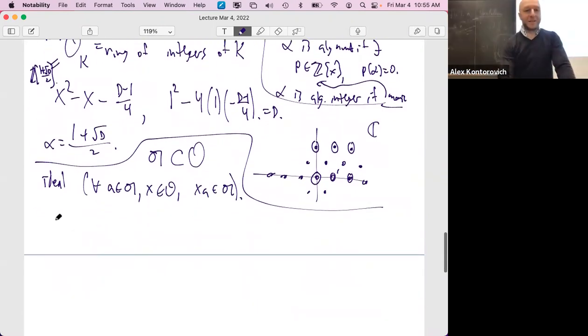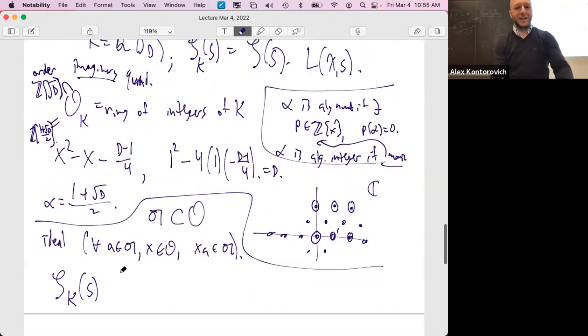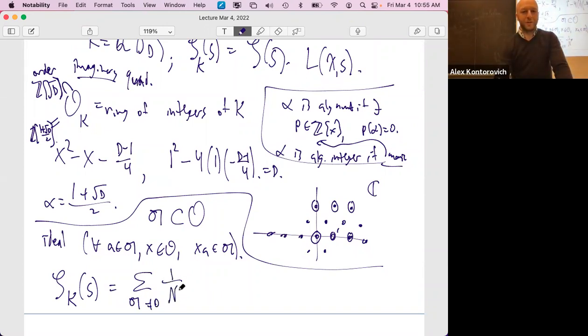Dedekind realized that the way to make a zeta function for any ring is to sum over all ideals, not the zero ideal, 1 over the norm of the ideal. Here you mean specifically integral ideals, not the fractional. Right, integral ideals, 1 over the norm.